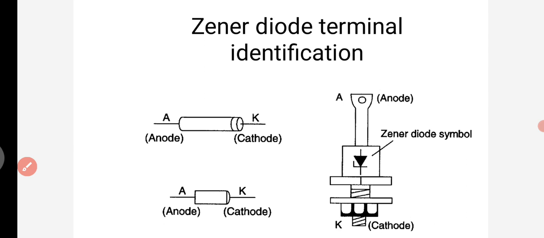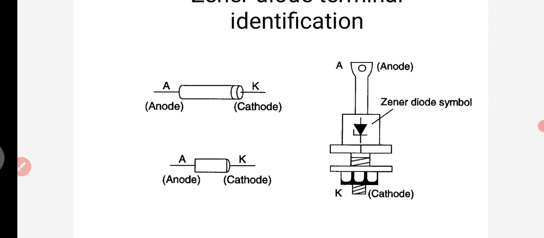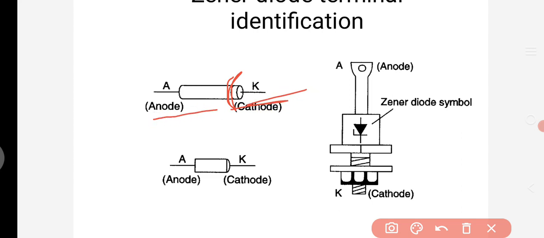Next is Zener diode terminal identification. Here we can identify the anode and cathode. At the cathode end there is a simple indication marked with a silver line. In the practical diode, at the cathode end you can see this small line, in silver color. That end is the cathode, and the opposite end is the anode.